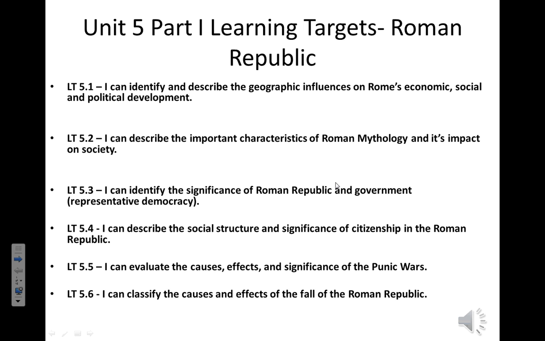I can describe the social structure and significance of citizenship in the Roman Republic. I can evaluate the causes, effects, and significance of the Punic Wars. And I can classify the causes and effects of the fall of the Roman Republic.